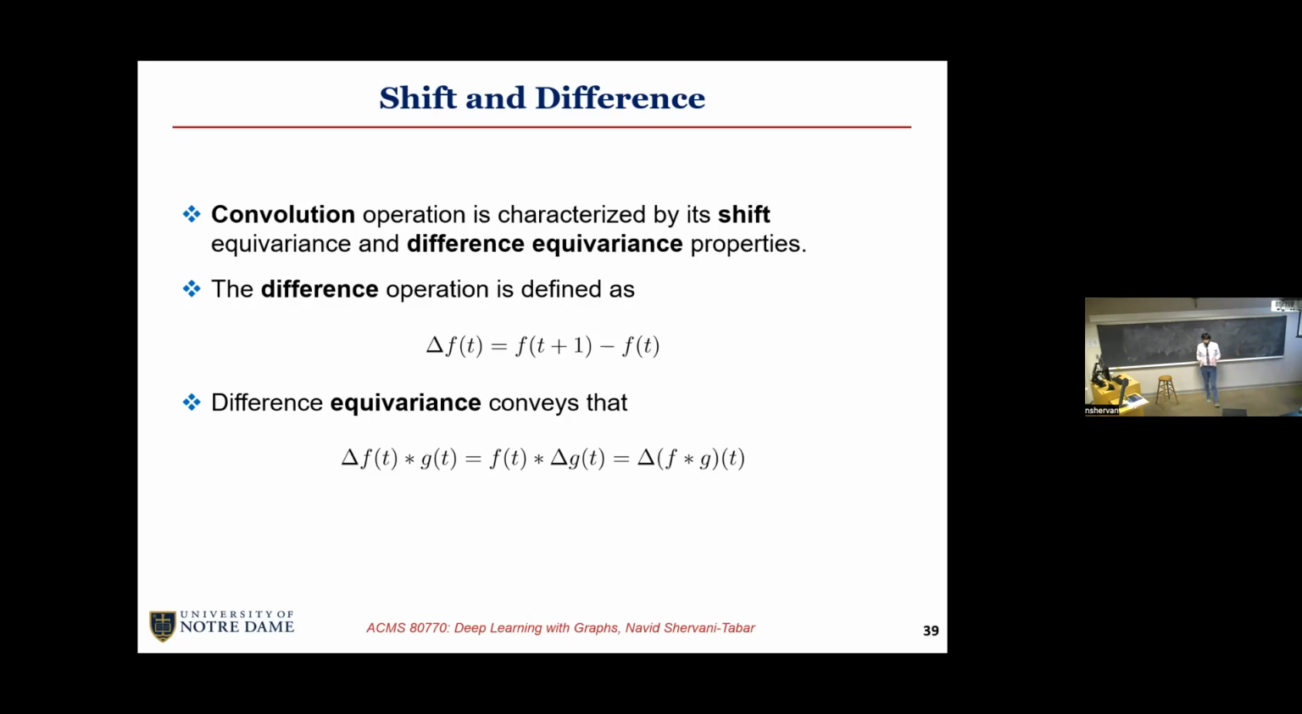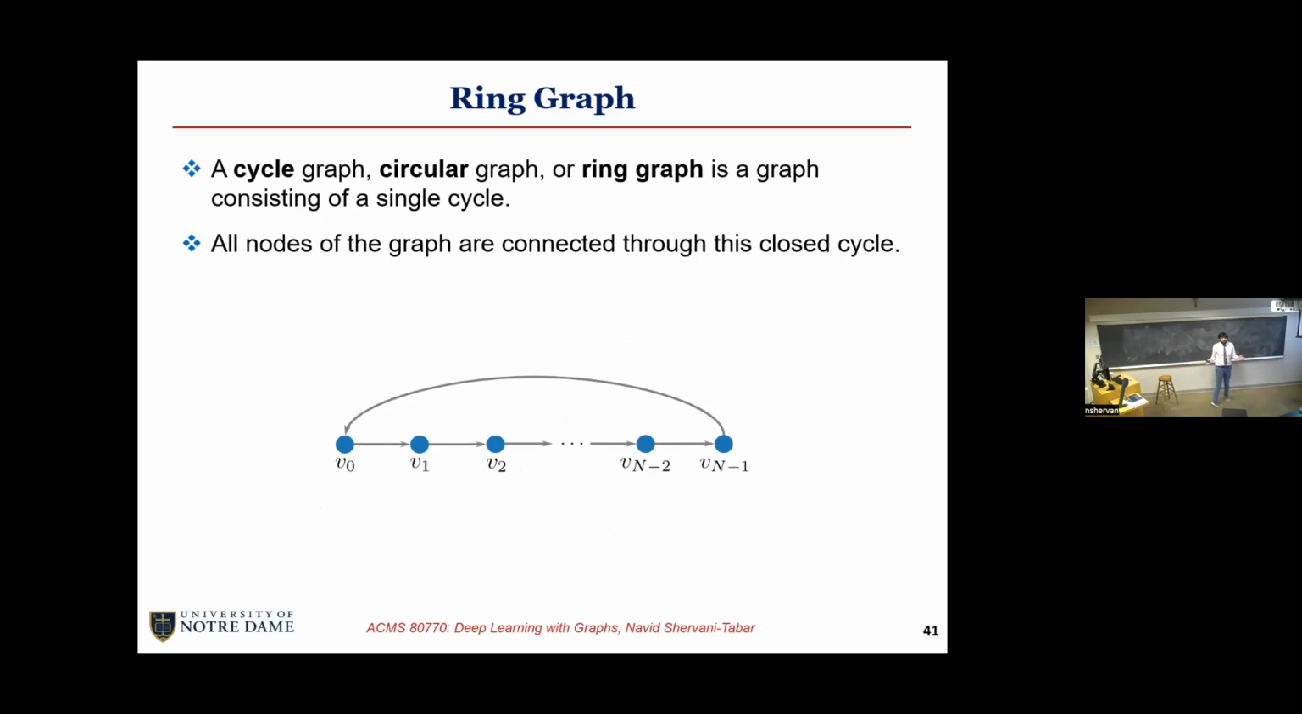Invariant with shift. So let's now move this to the graphs. And to motivate this, we're gonna take the time domain and we're gonna represent that using ring graphs. So first of all, what are ring graphs?